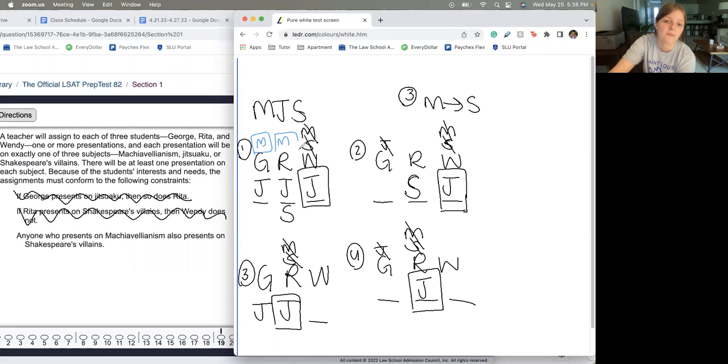M could go in R by itself. M could go in both G and R. And then we figure out where S can go. And it's just creating a lot of worlds. And I'm not really in the mood for that. It's a lot. It's too much.